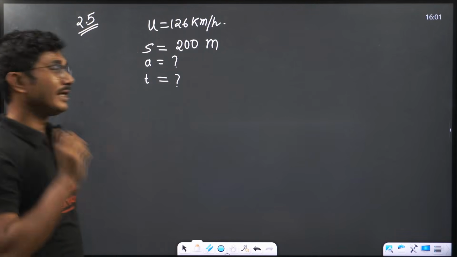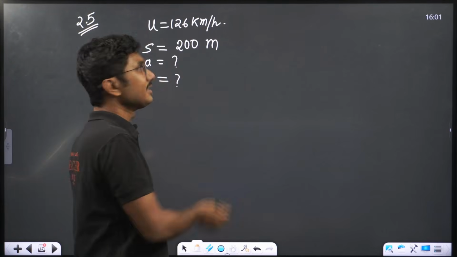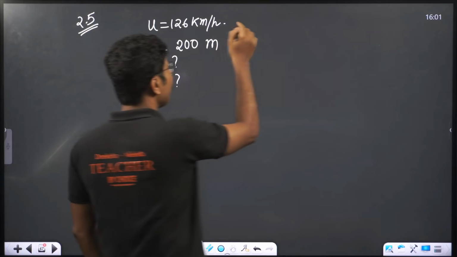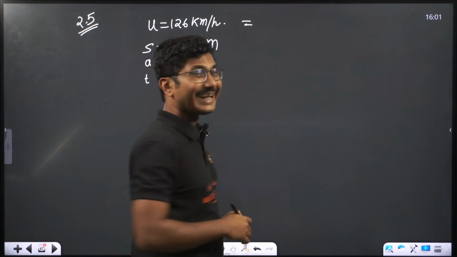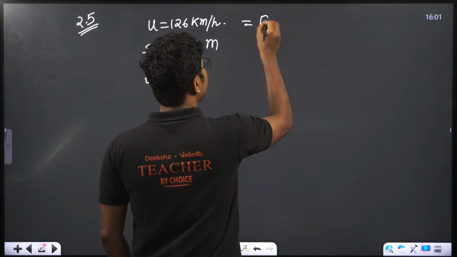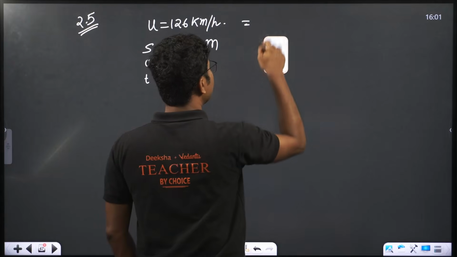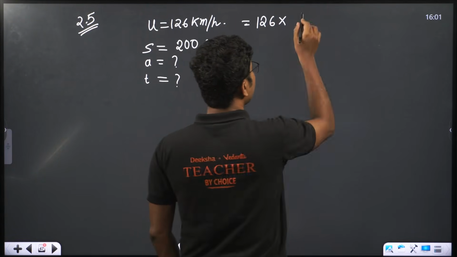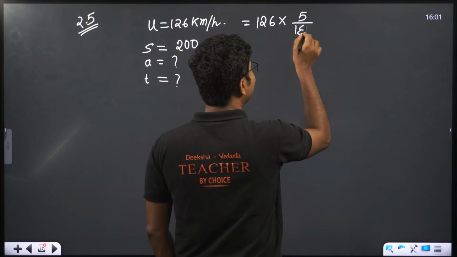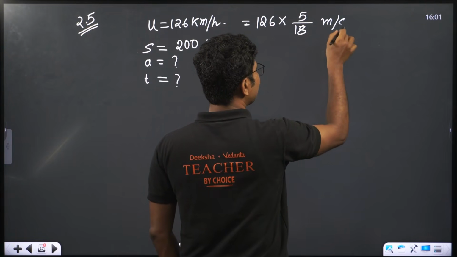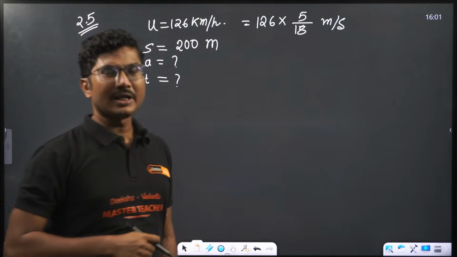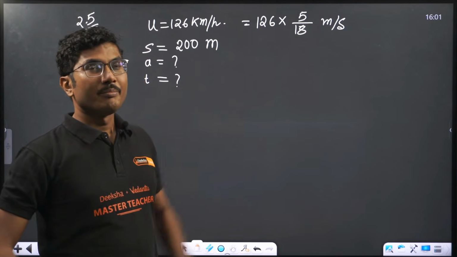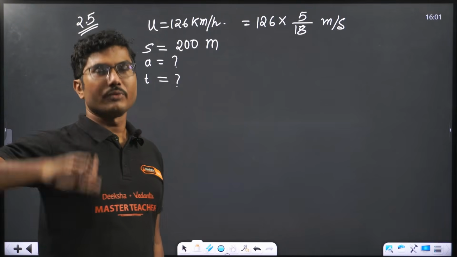First thing, the distance is given in meters, but the speed is given in km/h. So the first step is to convert km/h into meter per second. How to do that? 126. Whenever you see km/h given, always multiply by 5 by 18 to convert it into meter per second. That is the shortcut way to convert.